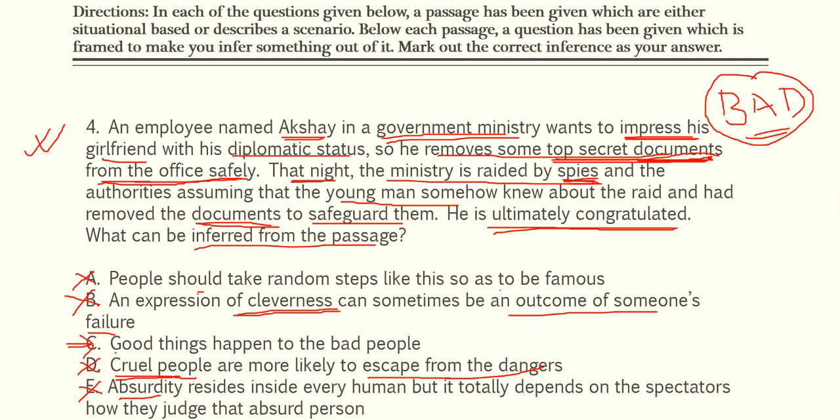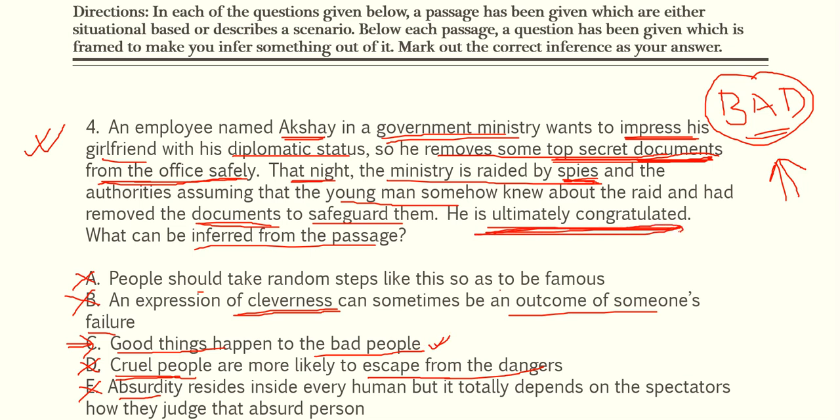So what does option C say? Good things happen to the bad. I just mentioned moments back in lucid terms that a layman can easily understand that Akshay is a bad person, an unethical person, right? Because he's trying to remove top secret documents just to impress his girlfriend. No, it is almost a crime, right? An illegal activity. So option C is my right answer because he's ultimately being congratulated for his wrong action.